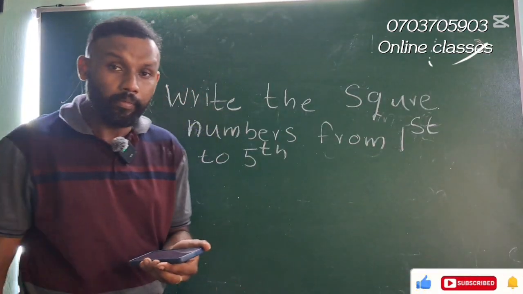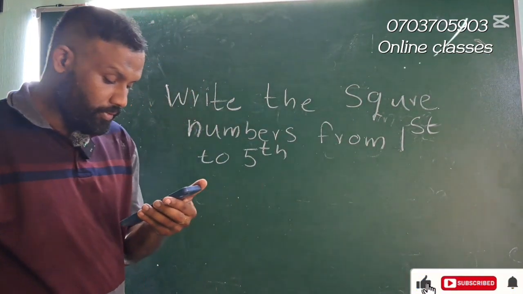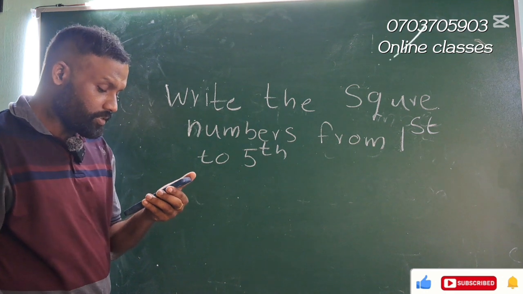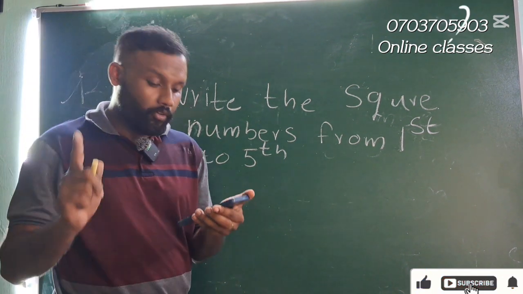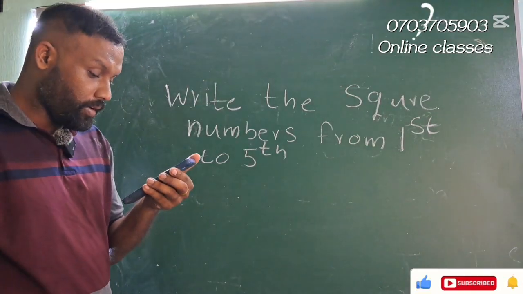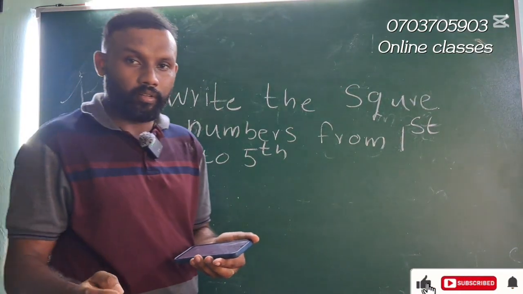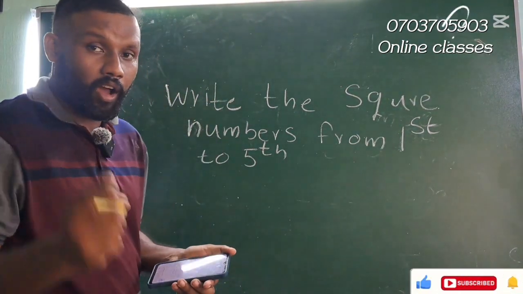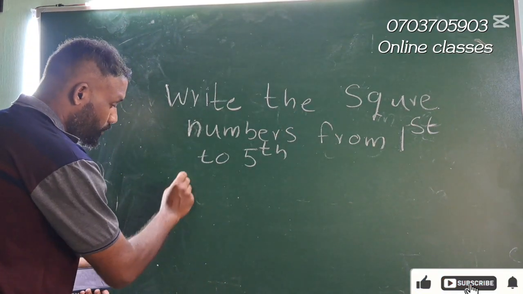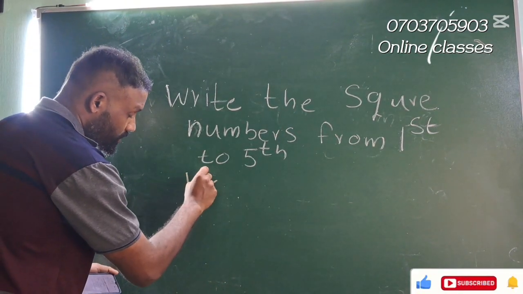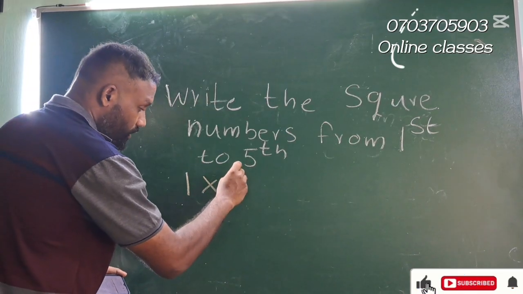Question number 5: write the square numbers from the first square number to the fifth square number in ascending order. Let me see how to solve this one. You know the first square number is 1 times 1.